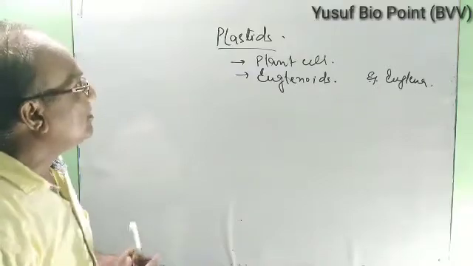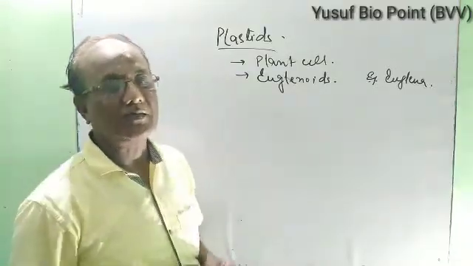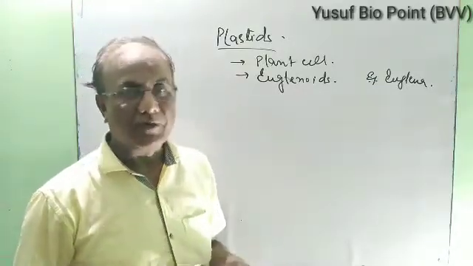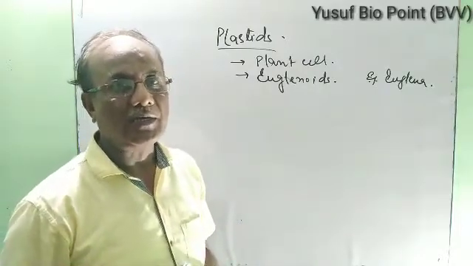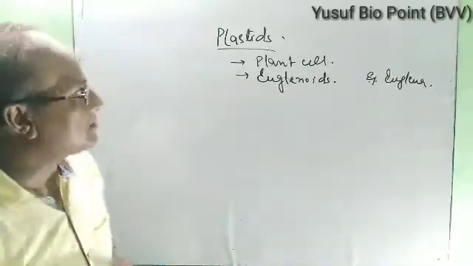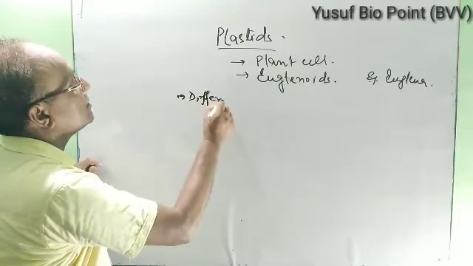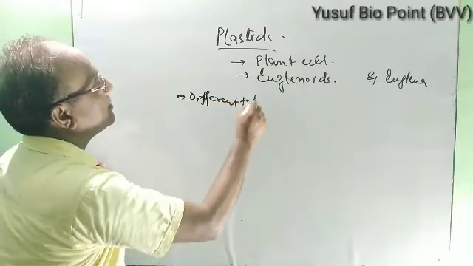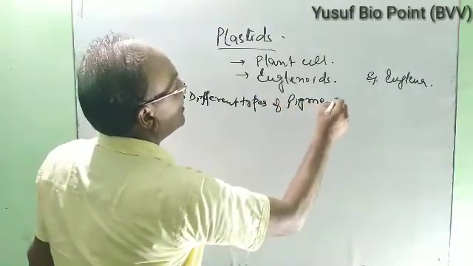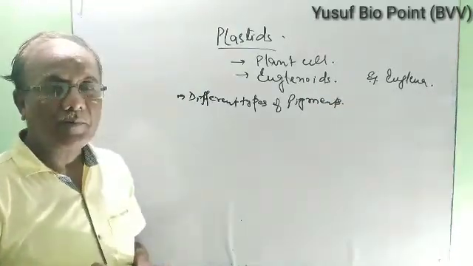And because in this photosynthesis takes place and the food is manufactured, that's why it is known as the kitchen of the plant. Understand? Plastid contains different types of pigments.